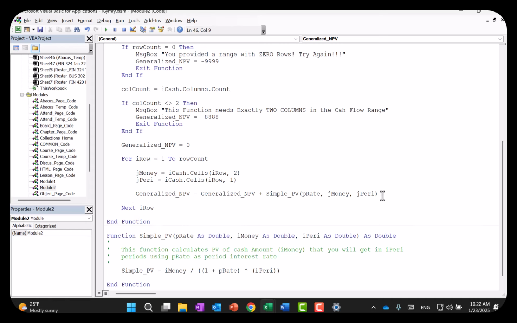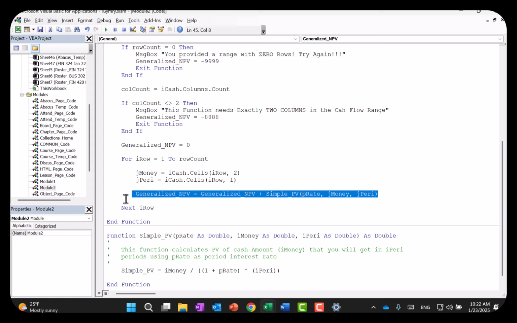Okay, let's think about what that statement means. Again, that equal sign is an assignment operator. It basically says, you know that function we created, simple PV. Go to that function, provide the P rate, J money, and J pairing that we just calculated as inputs. That function is going to give the present value of that cash flow. So let's say it's $23. Go to general memory in the place that's tagged generalized MPV.